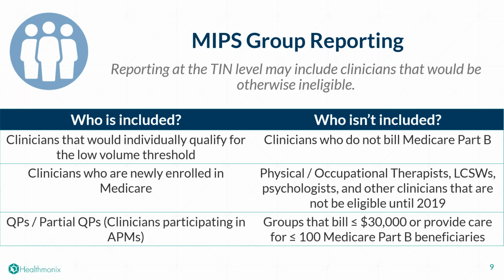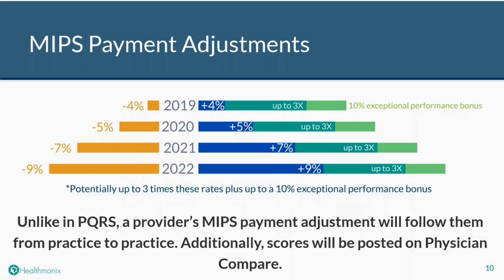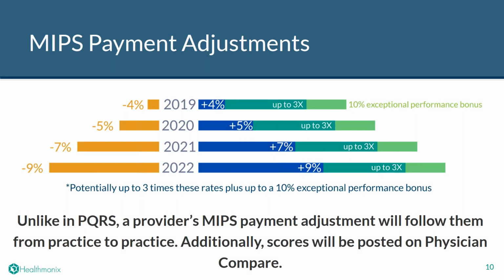So let's say you've already decided you're reporting as a group or you're reporting individually. Another big piece of MIPS is understanding the impact. What can this really do for your organization? You understand that you're going to spend some time and effort to collect information and report it. What's the benefit to you? MIPS has penalties and incentives tied to performance. So how well you do will impact whether you can achieve incentive payments or penalties on your Medicare reimbursements.